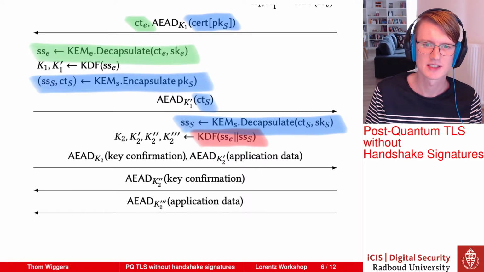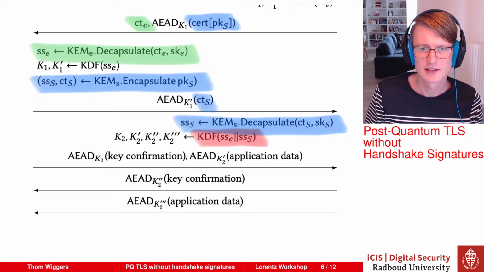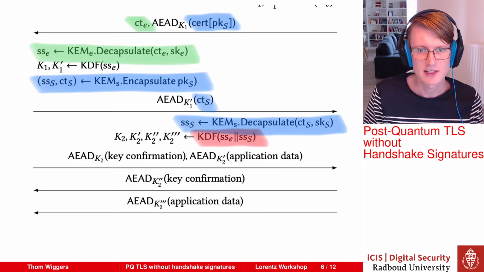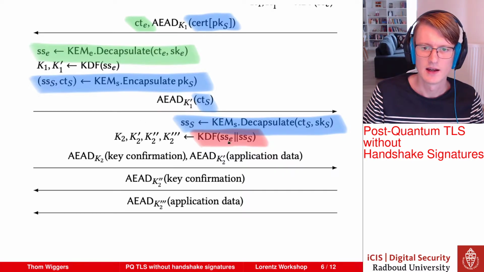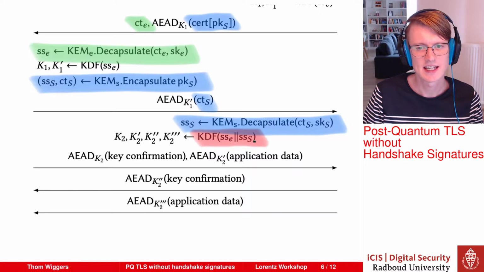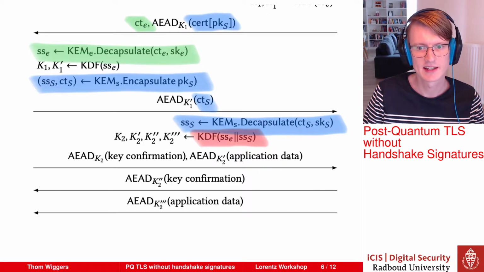Then in the second phase, the authentication, the client encapsulates to the server's static public key that is embedded in the certificate and sends over ciphertext, which the server uses to compute the static shared secret. And then we combine these two keys, the ephemeral shared secret and the static shared secret, to compute a shared secret that the client immediately uses to start sending data to the server.